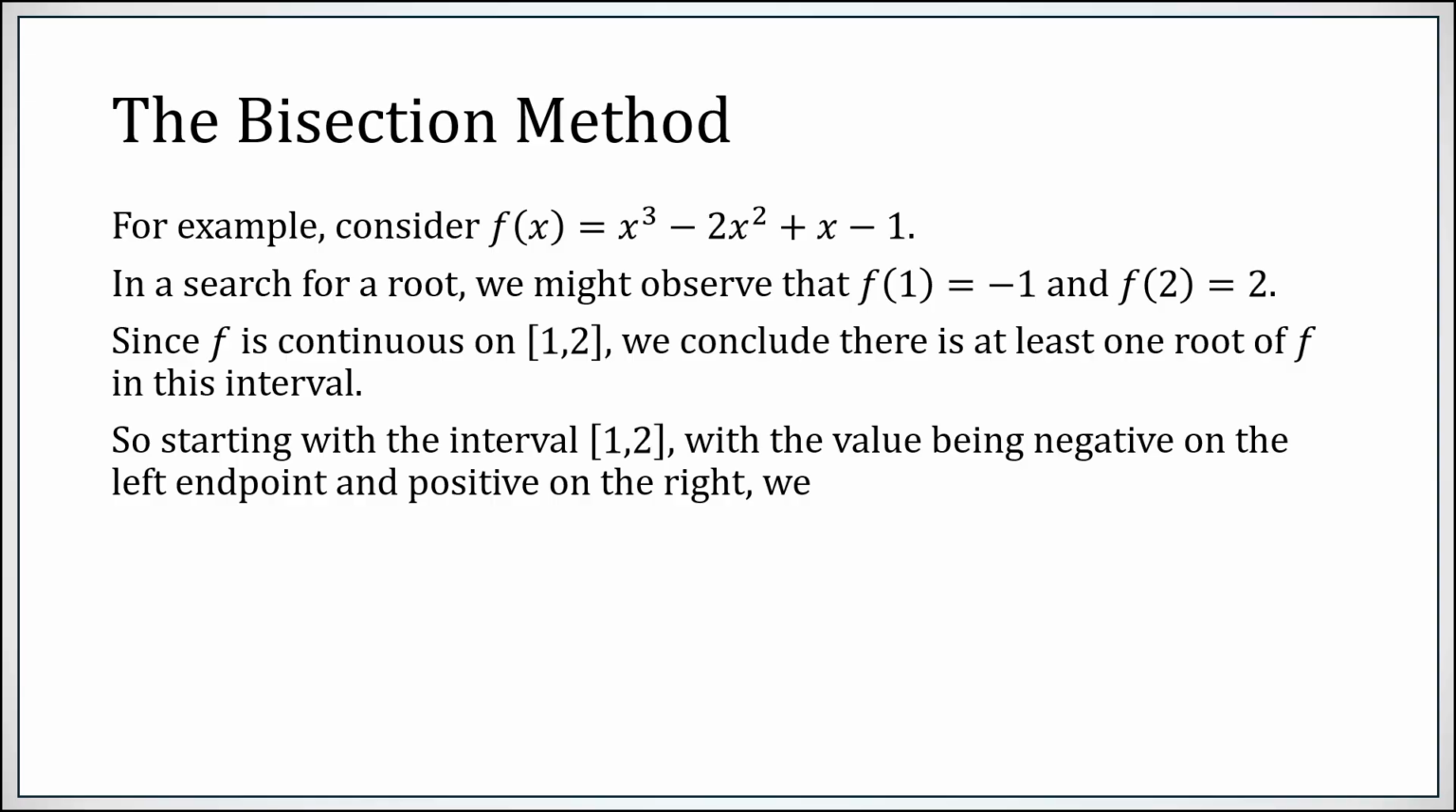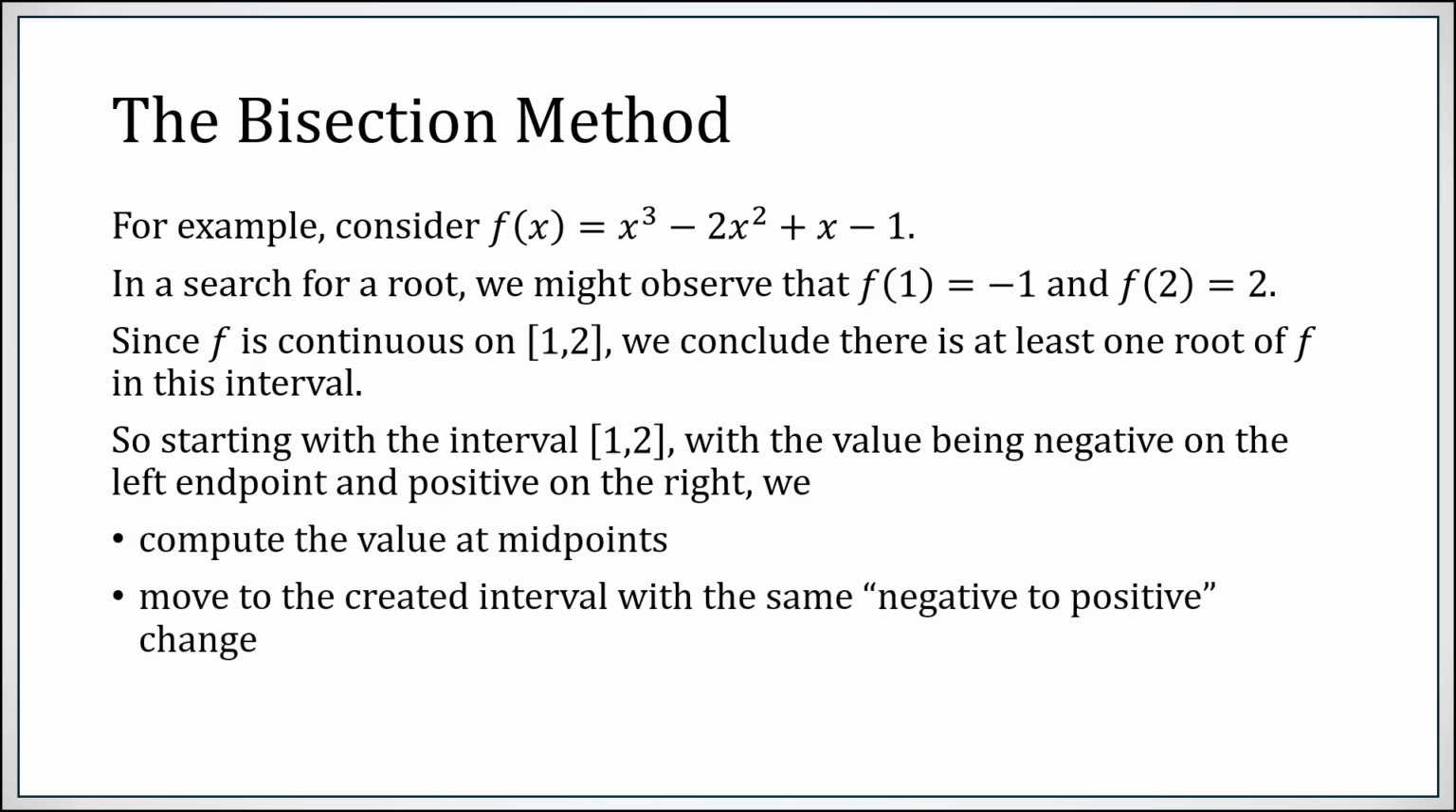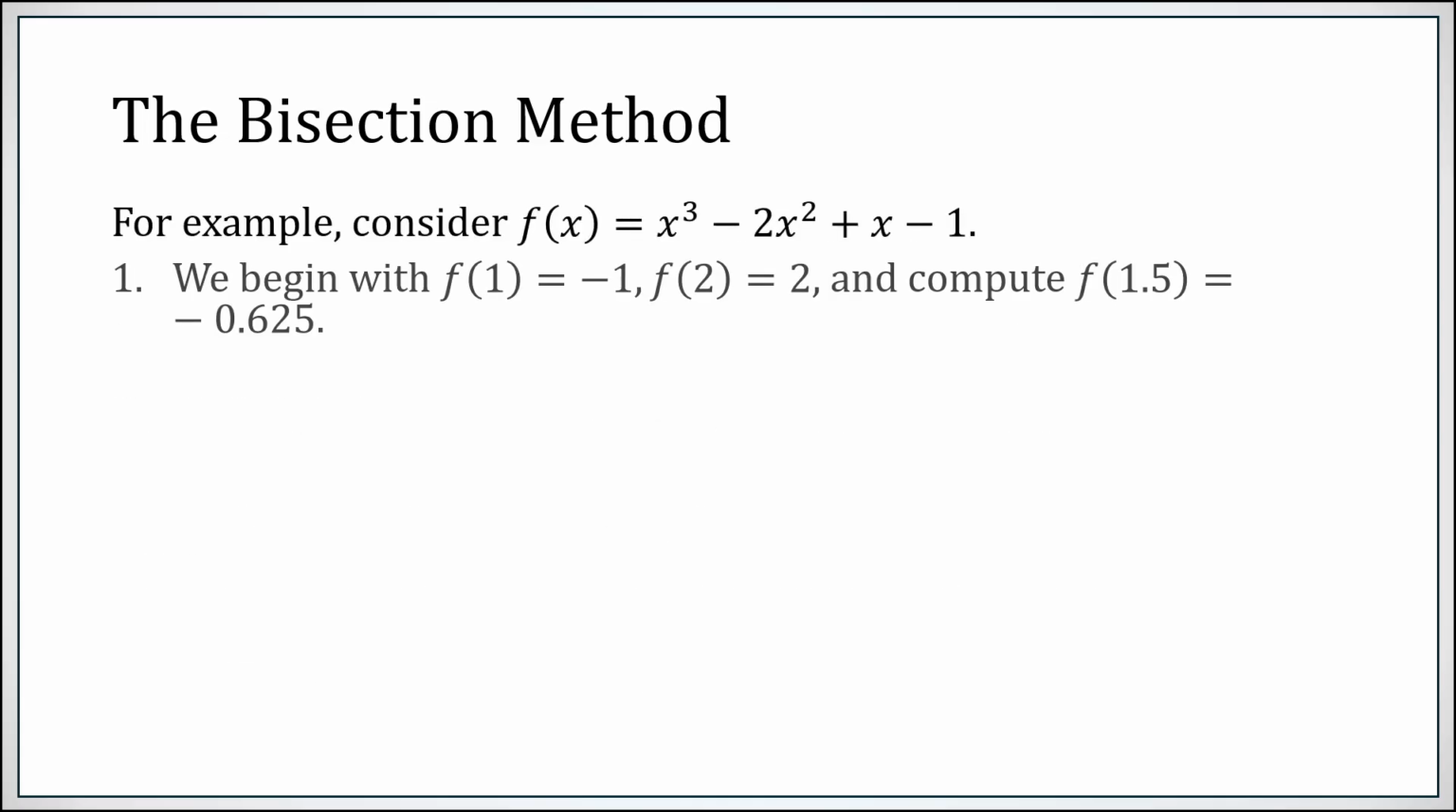So starting with that interval, negative on the left, positive on the right, by which I mean the range, compute the value at the midpoint, and then move to whichever half has the same negative to positive kind of change. And repeat until you have an approximation to the root good enough. So we begin by noting that f of 1 is negative, f of 2 is positive. The midpoint is 1.5, and f of 1.5 is negative. This is simply a computational check.